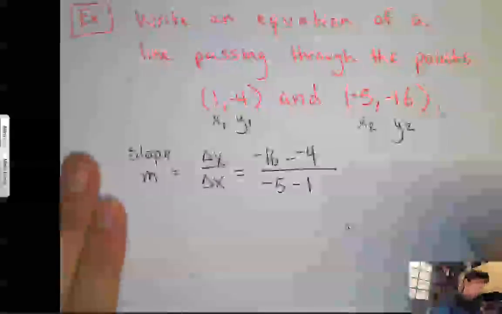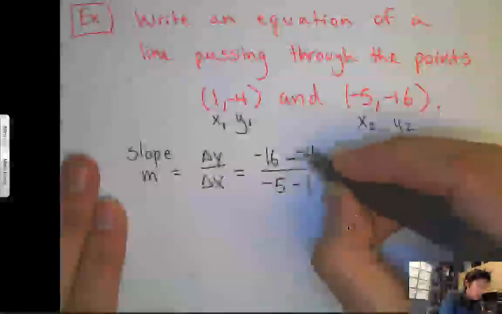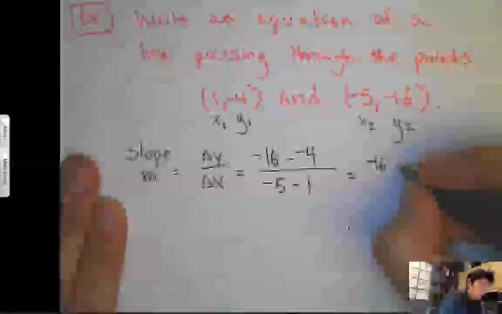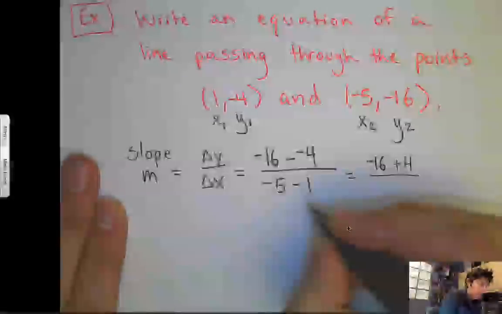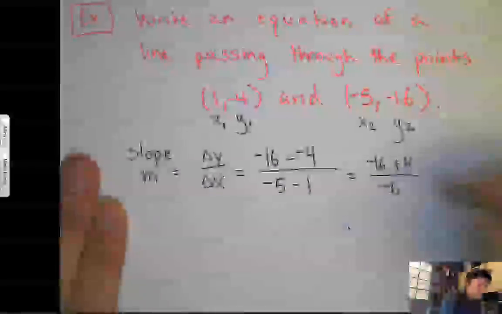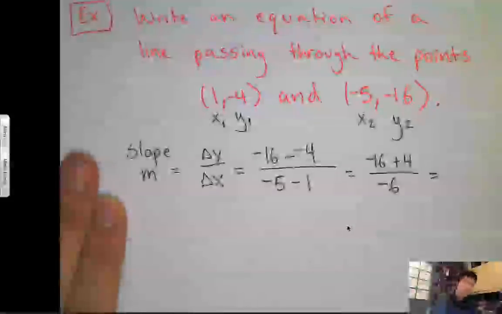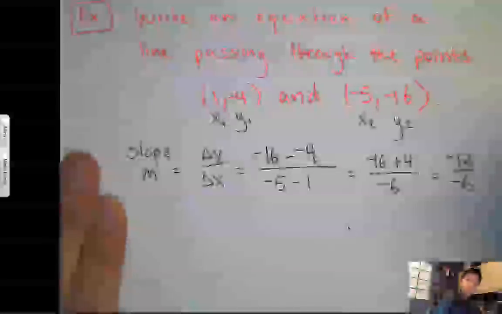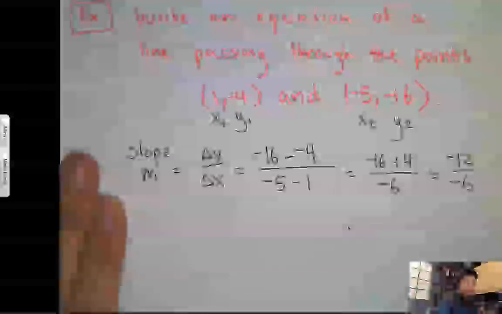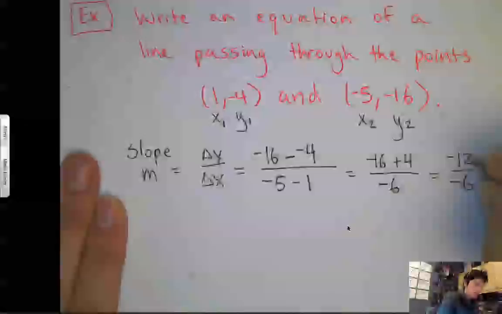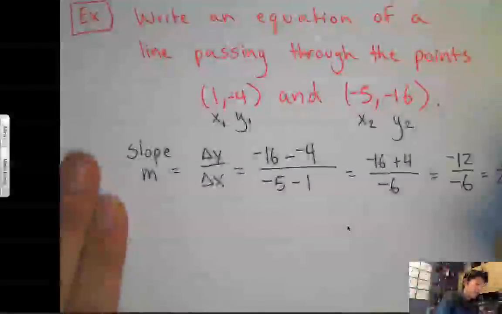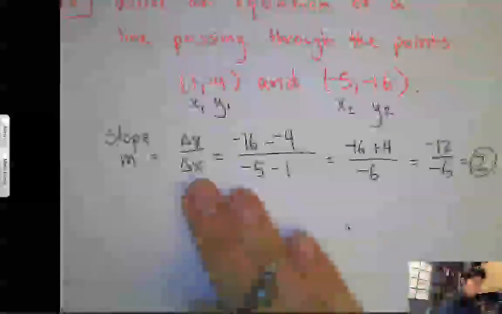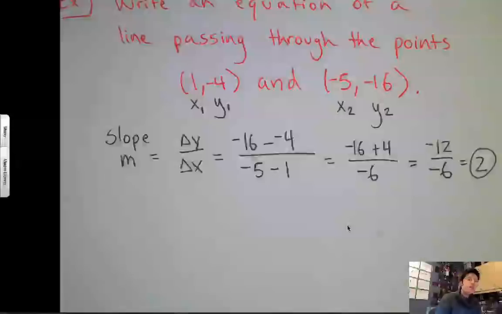And then I'm going to try and clean this up. So a minus is really a positive plus. So we have -16 plus 4 over -5 minus 1, which is -6. And -16 plus 4 is -12 over -6. And then 12 divided by 6 is 2, and a negative divided by a negative is a positive. So there we go. We get 2 for our slope. Kind of a nice run-on sentence there, but you see what I'm doing.